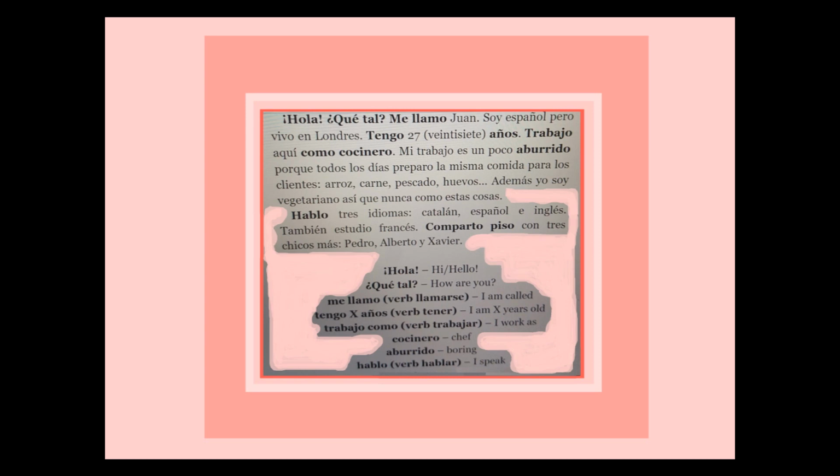Para los clientes. And we have a colon and explanation. What kind of the same food? Arroz, rice, carne, meat, pescado, fish, huevos. As we remember, H we don't pronounce in the front, so we say huevos rancheros, huevos. Arroz, rice, carne, meat, pescado, fish, huevos, eggs, plural.